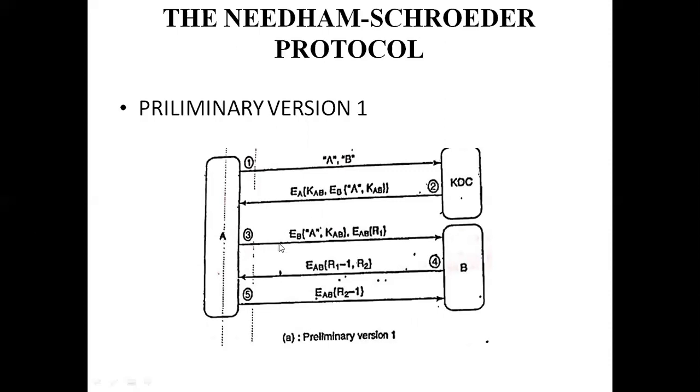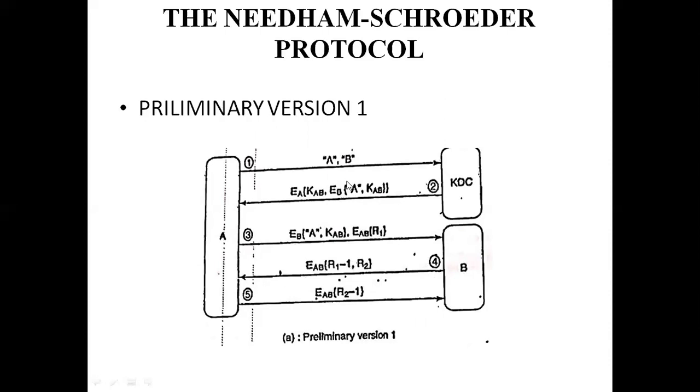In message 4, R1 is decremented and B challenges A with R2. So here A challenges with R1, and here B will challenge with R2. Message 5 is decremented by A and forwarded to B. It will decrement R2 by 1 and send it to B. So this is what preliminary version 1 is.